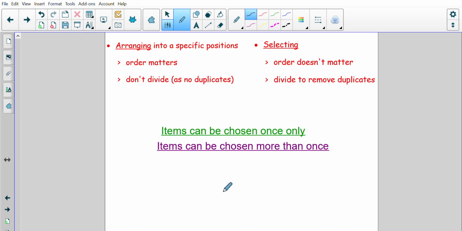Just a summary then of some of the things that we've come across. We've looked at when you're arranging into specific positions, order matters and we don't divide. When we're selecting, order doesn't matter, we do need to divide to remove duplicates. And we've also looked at when items can be chosen only once and items can be chosen more than once.